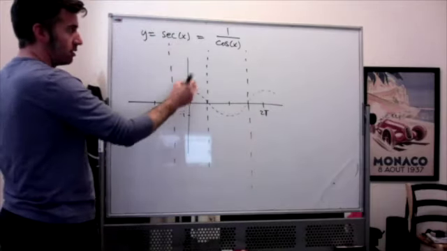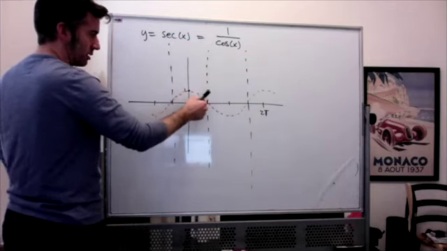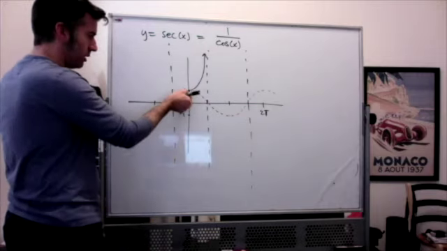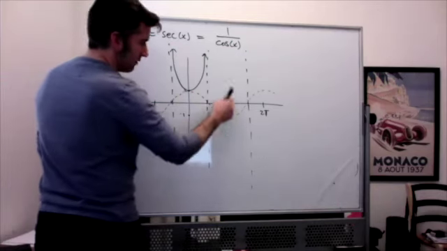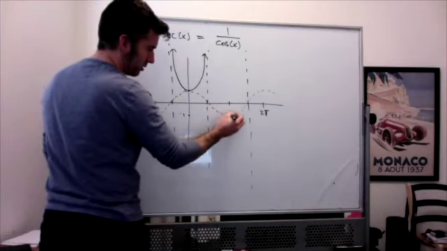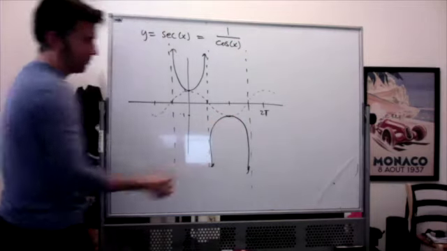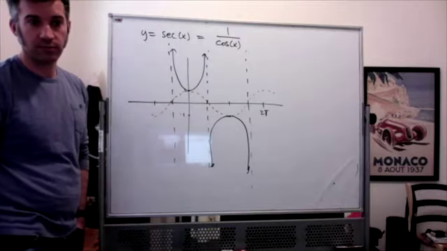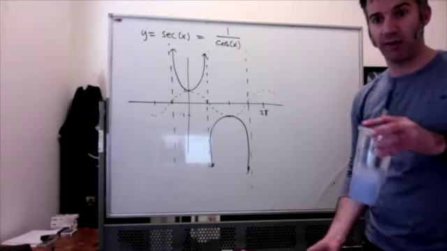And when cosine is equal to 1, secant is also equal to 1. Cosine gets closer to 0, secant moves away from 0. If cosine is -1, secant is also -1. Cosine gets closer to 0, secant moves away from 0. There's one full period of secant. So that's how I would really encourage you all to graph secant and cosecant. It's kind of the easiest way to do it, I think.